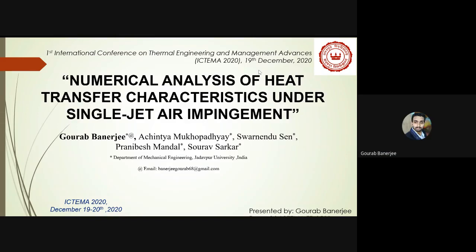So very good afternoon to the session chair and all the delegates present at this conference. I'd also like to thank the organizers for organizing this amidst the pandemic situation. Myself, Gaurav Banerjee, I'm a PhD scholar from Jadavpur University. The topic I will be lecturing on today is numerical analysis of heat transfer characteristics under single jet air impingement. The work has been carried out under the guidance of Professor Achintya Mukhopadhyay, Shonendu Sen, Pranibesh Mondal, and Shourav Sarkar.